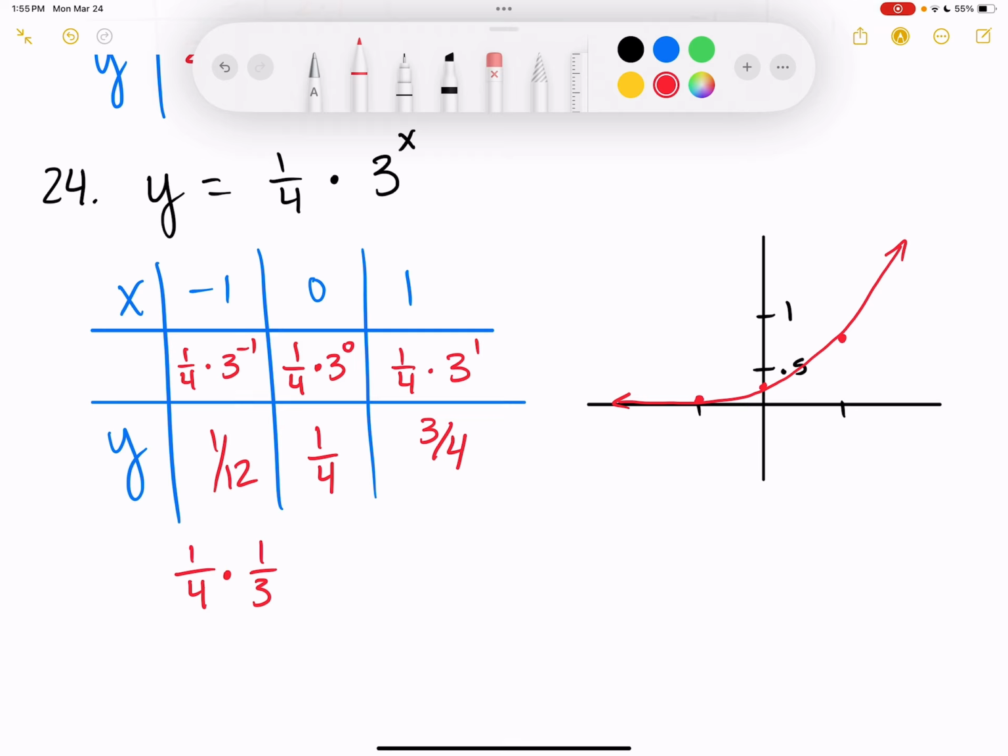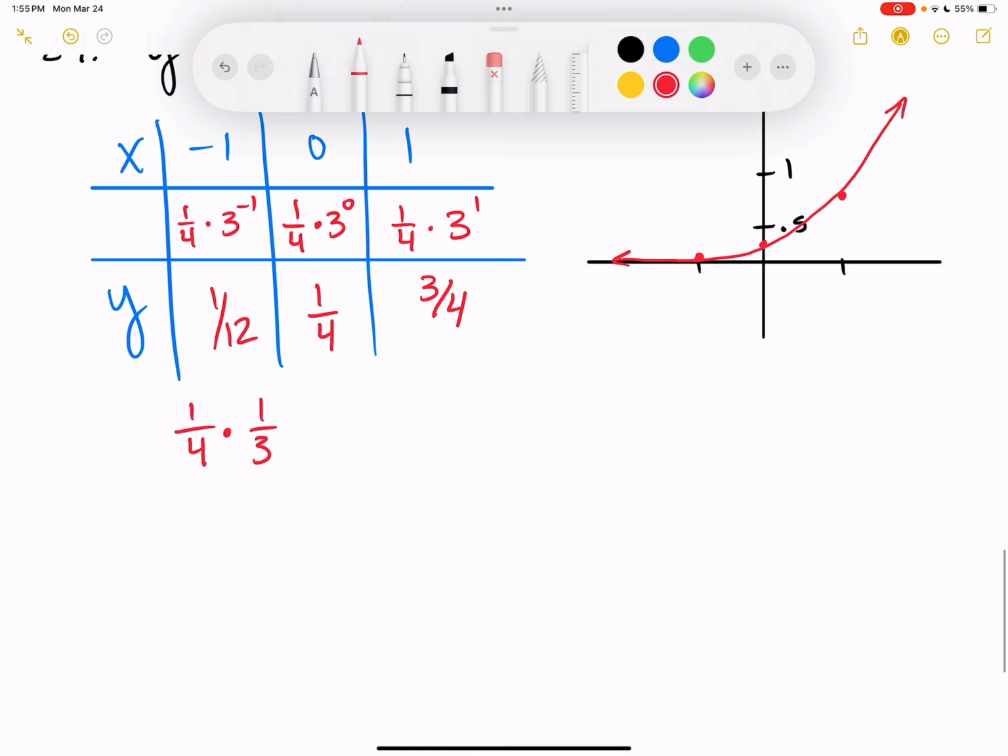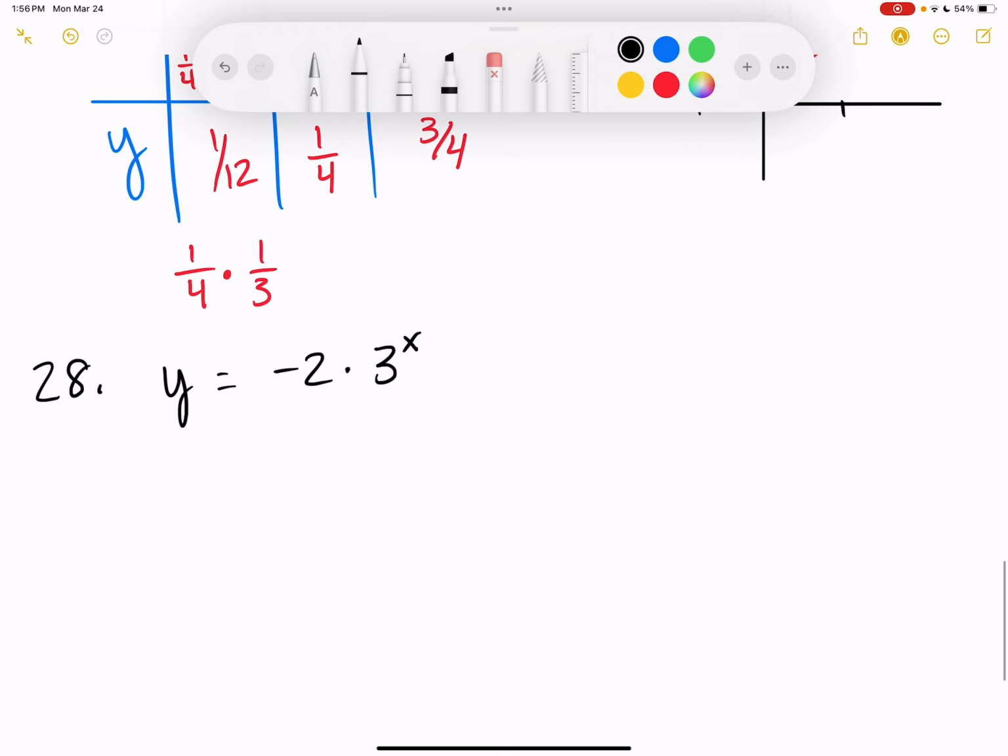All right, last one of these, and then we might look at 1 or 2 of these little word problems here just so that we're familiar with it. All right, let's see. 28. y equals -2 times 3 to the x. What's different than this problem? There's a negative this time, so we'll find out what happens when there's a negative in front.